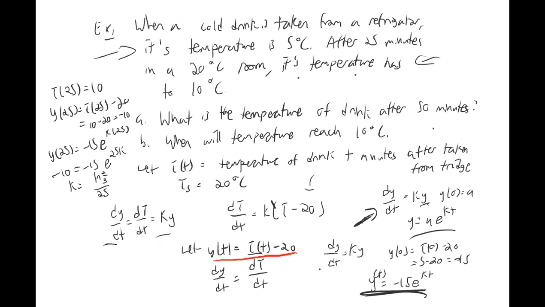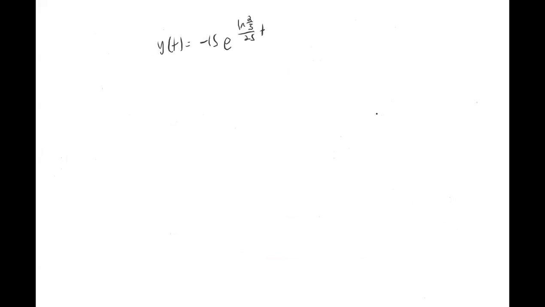So part A: what is the temperature of the drink after 50 minutes? What is this asking for? This is asking for T of 50, right? If you look at what T of t is, you're going to see that this is T of 50. So let's find Y of 50. Once you find Y of 50, use the red underline red box equation, and then you get T of 50, right? So what's Y of 50?